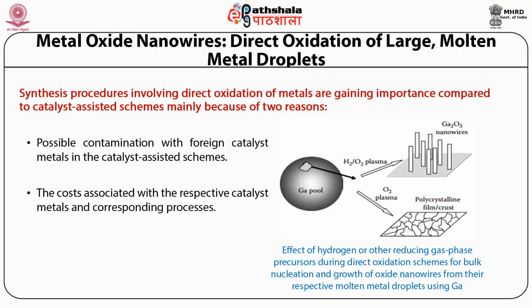After the nucleation stage, further growth of metal oxide nuclei can also occur laterally in addition to axial growth. Such growth behavior leads to polycrystalline crust formation on large molten metal clusters. It has been found that the presence of reducing species such as hydrogen or chlorine reduces the lateral propagation of metal oxide nuclei. This is schematically illustrated in the figure.